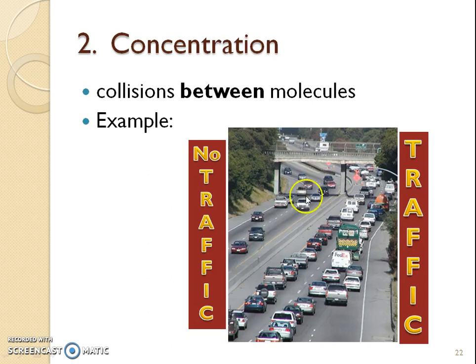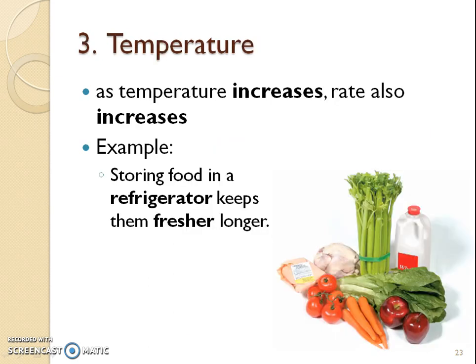Concentration. Think about traffic. If you're driving along the road and there's not too much traffic, you can just kind of mosey on over. But when you have a lot of cars and there's more traffic, there's going to be more chance for collisions. Even if it's just a little bumper, there's more chance of that collision happening. So the more reactants we have, the more molecules we have, the more chance for them to collide with each other, so the faster they can become products.